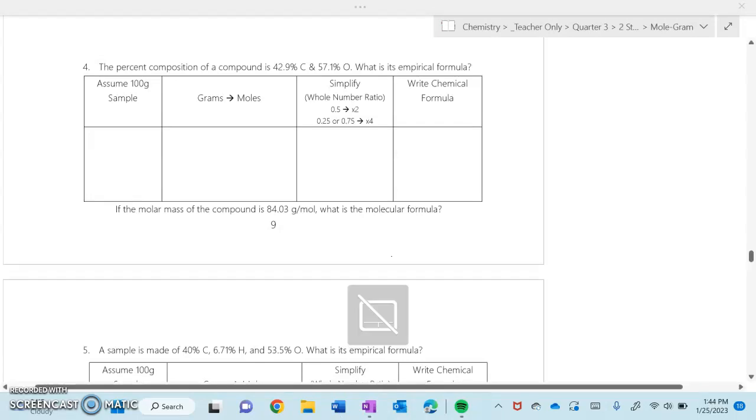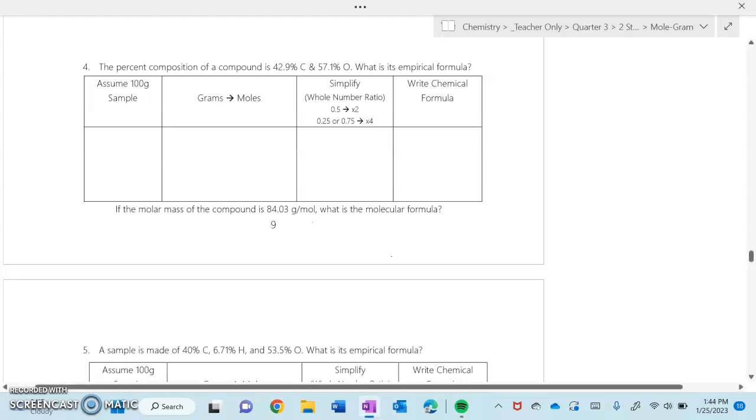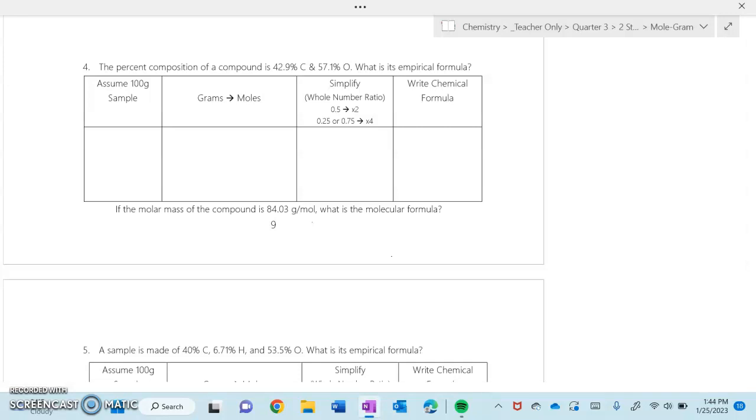We are going to take our percentages and work backwards to figure out the formula. When we have percentages, remember it was part over whole by mass. So if we have 42.9% carbon, we can say if the whole thing is 100, that means 42.9 grams has to be carbon. That's what this first column is telling us to do: assume the whole thing is 100 grams, because it can really be whatever we want it to be. So we have 42.9 grams of carbon.